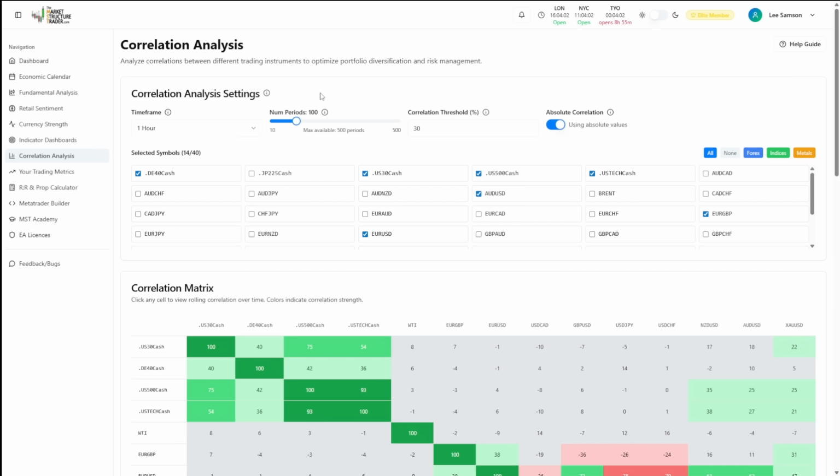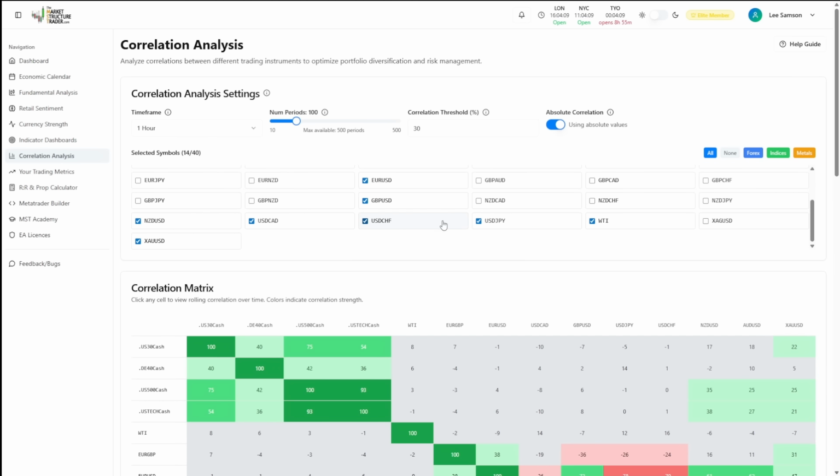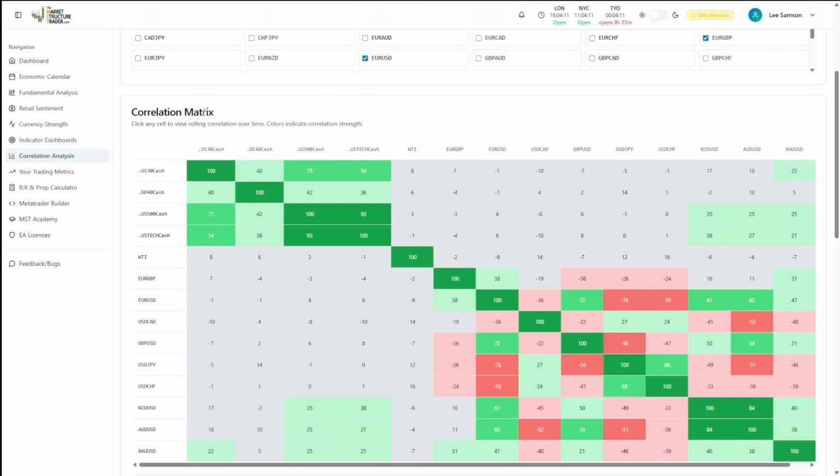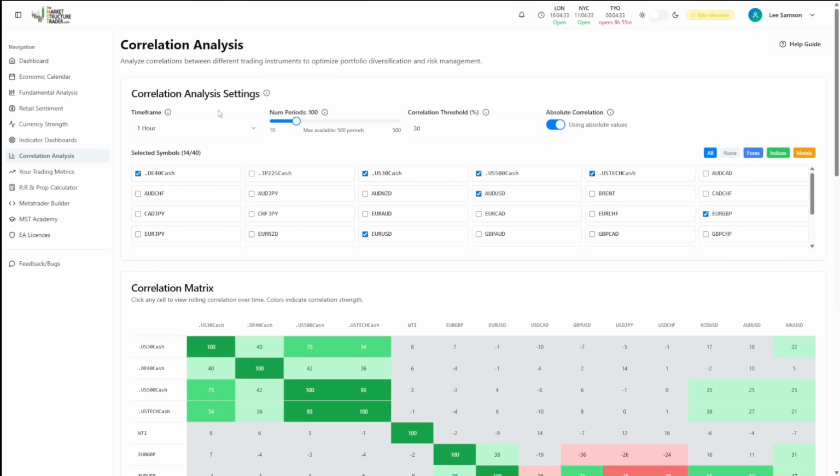So in this example, we're analyzing the 1 hour time frame across most of the stock indices and the major currency pairs. If we scroll down, you can see here we have the correlation matrix. The correlation matrix shows you how much these symbols move together in the same direction. So for example, the US 30 here compared to the S&P 500 has a correlation of 75%, meaning that 75% of the time, these two instruments on the 1 hour time frame will move in the same direction.